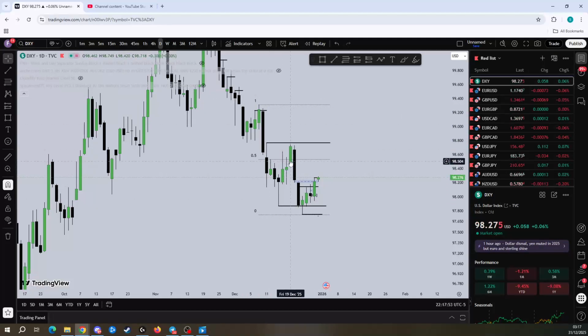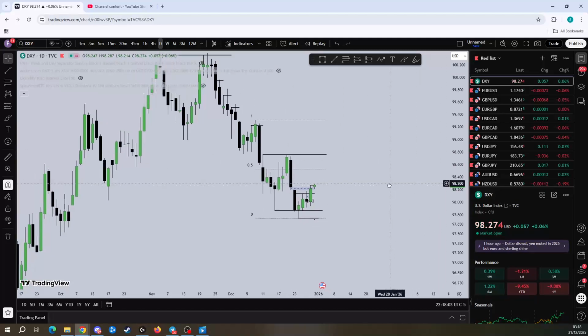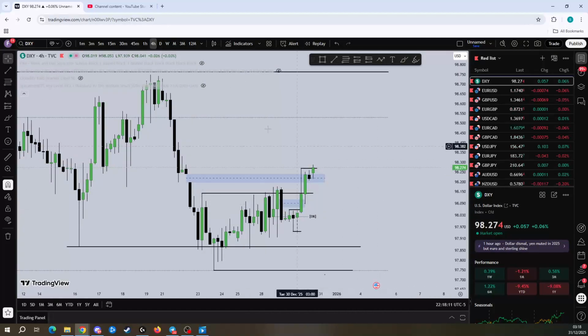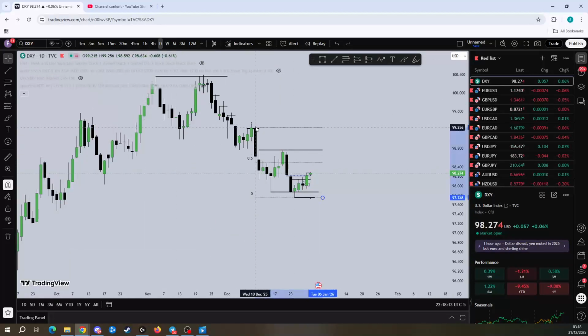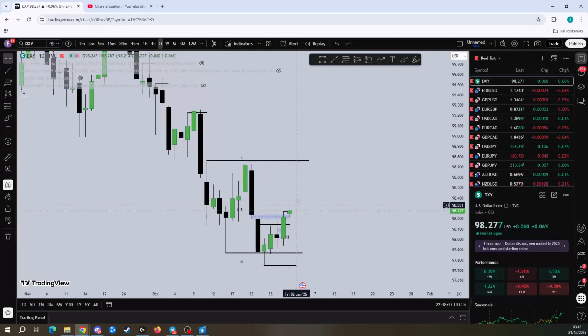So price could come all the way back up here, and then sell off like that, and that would still be bearish for DXY: a daily stop run, and then into a weekly fair value gap, and then sell off. So that's the first scenario, which would mean that DXY would probably be short-term bullish towards this high.